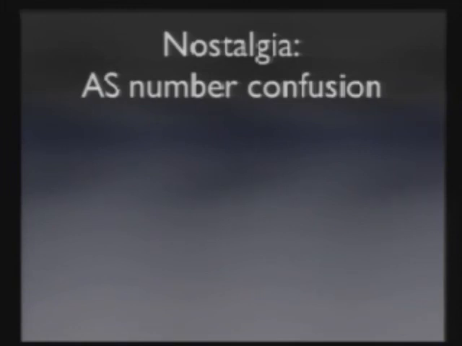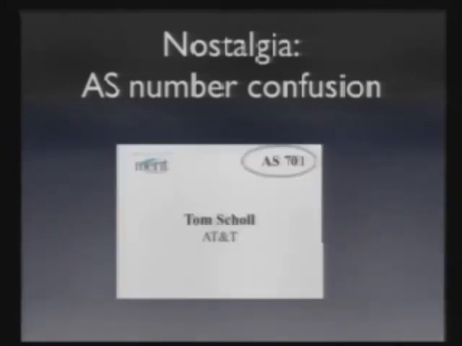One particular event I remember very well from one of the older NANOGs a few years ago was when the organizers accidentally skipped the last letter in the AS numbers. And that was pretty cool. We got badges like AT&T with AS number 701, so it was a lot of confusion. People didn't know what actually was going on.